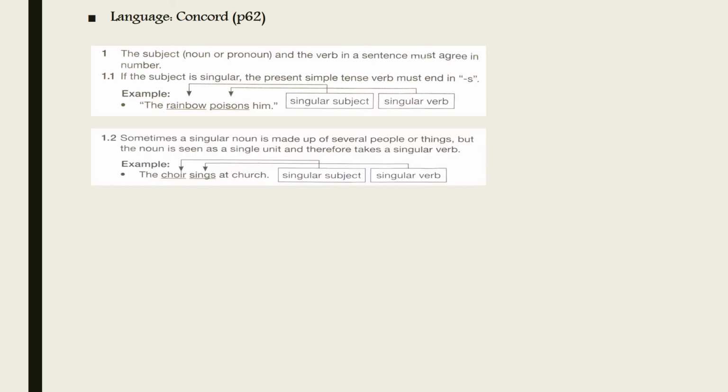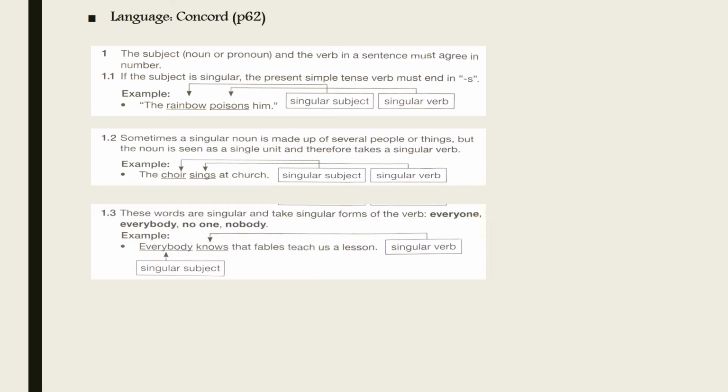For our second example, we are going to work with a singular noun which has been made up of more than one person or thing. Because these people or things make up a unit, we say that our subject stays singular. The choir sings at church. A choir is made up of more than one person, but because it forms a unit, we say that it is a singular subject. Therefore, our verb takes on the singular form of verb, which becomes sings.